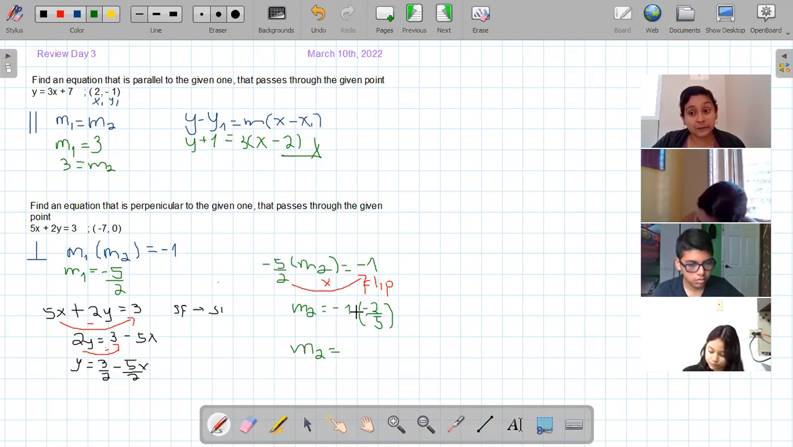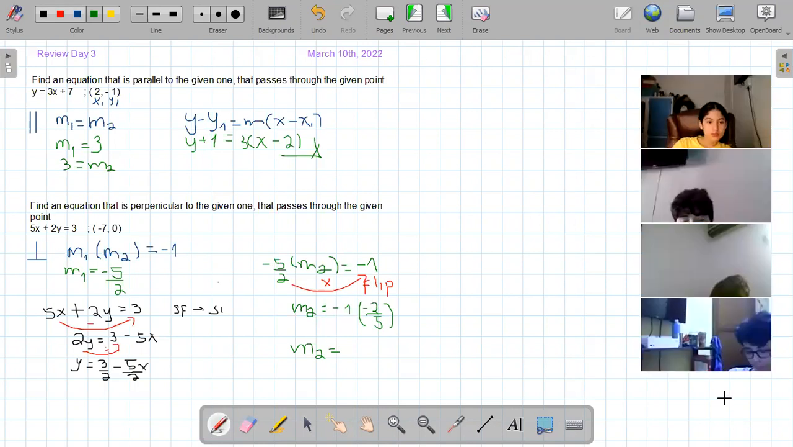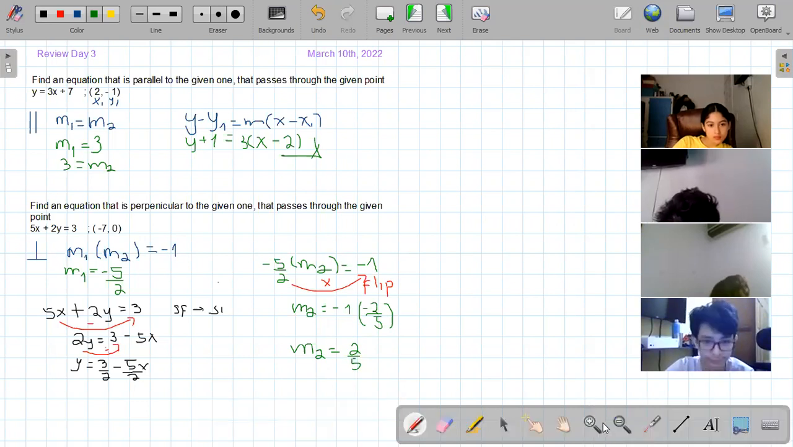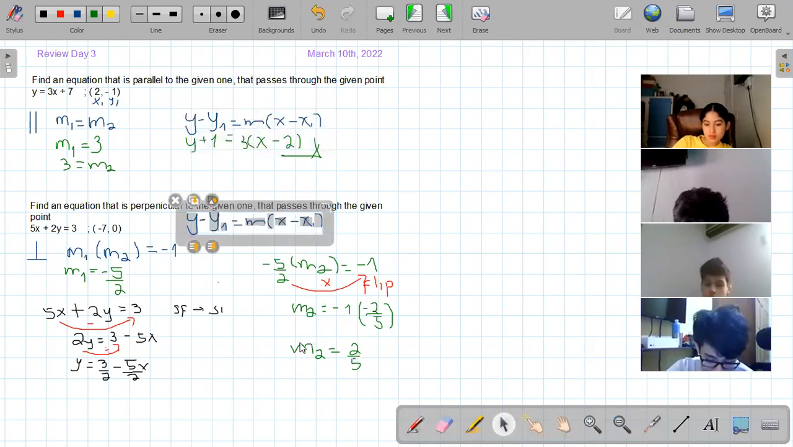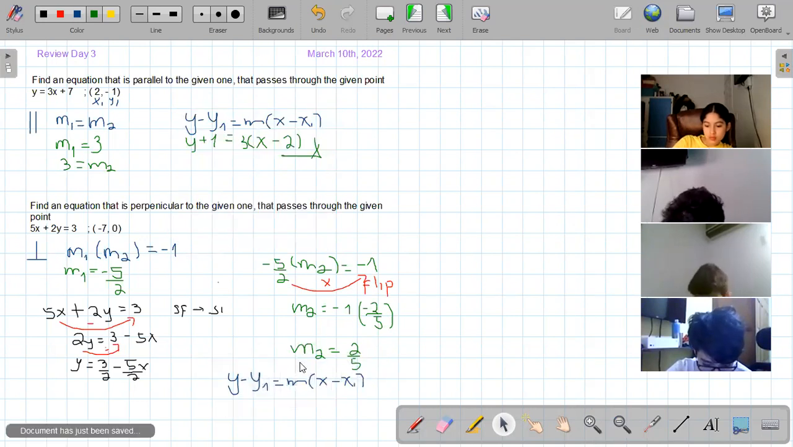Negative 1 times negative 2 is positive 2. Positive 2. And nothing times 5 is 5. Okay? So m2 is 5/2. Okay, so now we do exactly the same thing that we did over here, where we find our equation by substituting in the point slope form, because I got my slope and I have my point. So let's do that, okay?